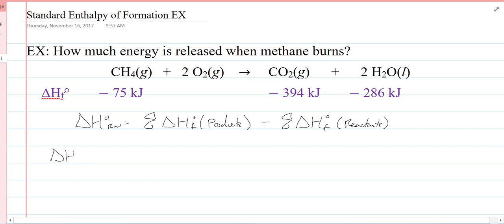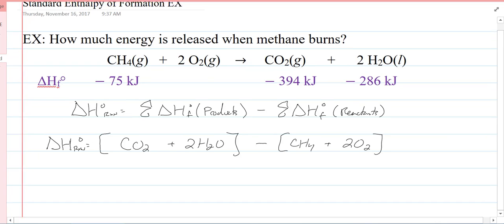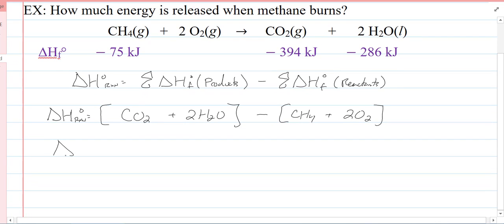Delta H standard equals our reaction. Products, CO2 plus 2H2O. Reactants, minus CH4 plus 2O2. Delta H standard of our reaction. I'm just going to put in our numbers.